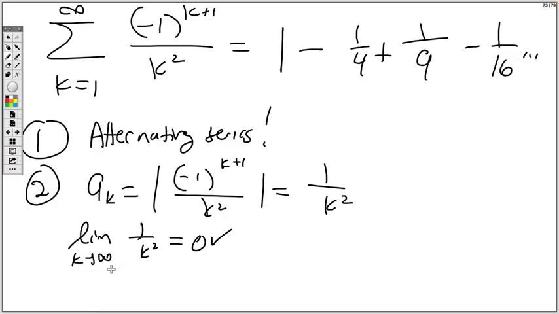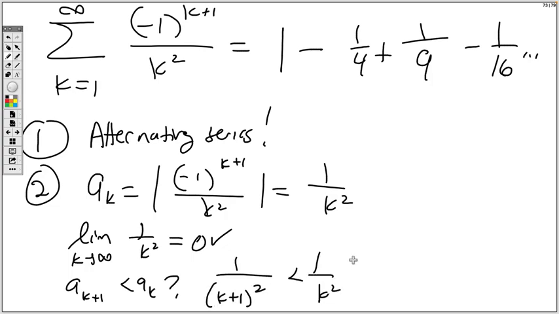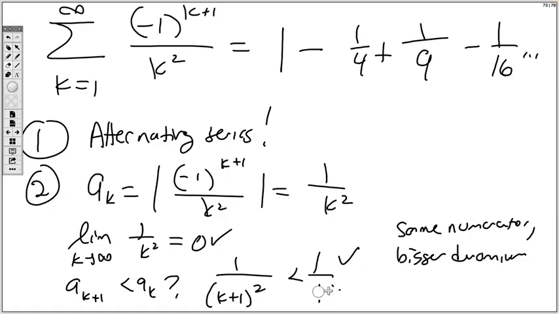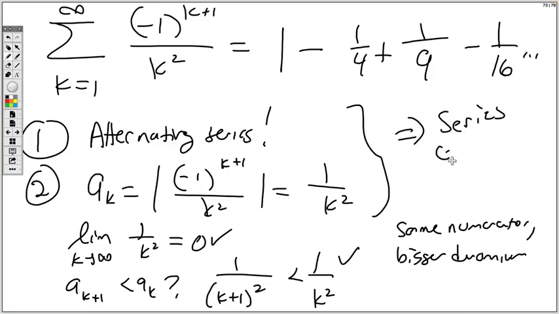Yep. And now let's look. Is a_(k+1) less than a_k? Well, one way to do that is to actually just look to see what we have. Yep. We got the same numerator, bigger denominator. So all of this together says that the series converges by the AST.